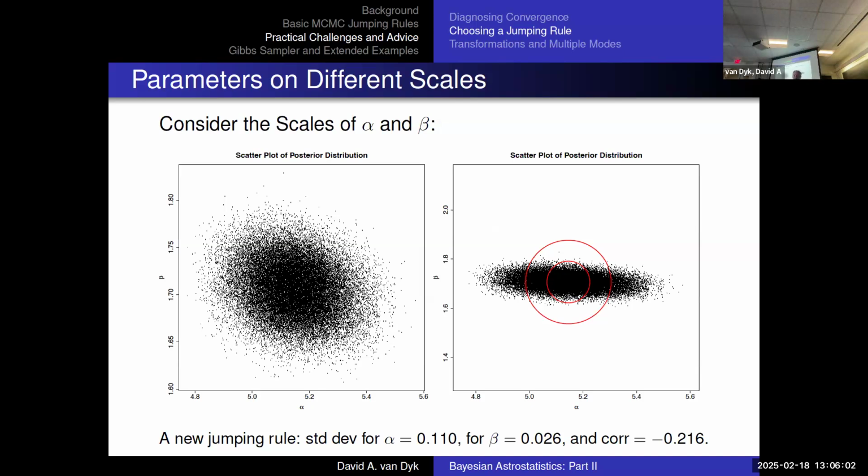And what you can see is that the variability of the alpha parameter, the scale, is much bigger than the variability of beta. So if I use a round distribution like this, it's not really treating those parameters equally. So a new jumping rule is to use a different standard deviation for each of alpha and beta. And it's kind of hard to see, it's pretty slight, but there's a small negative correlation here, so I use a jumping rule that accounts for that negative correlation as well.